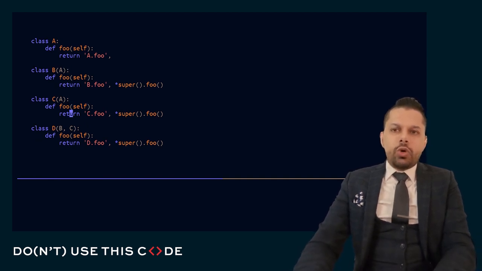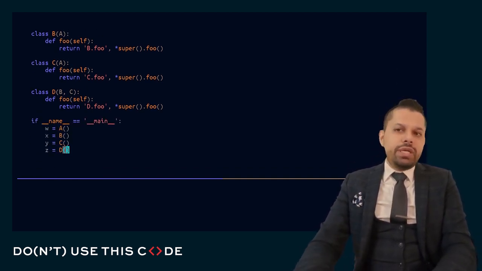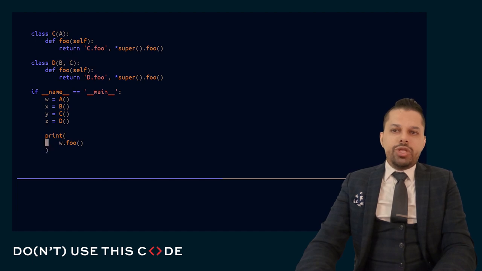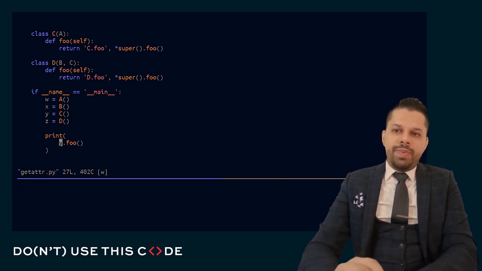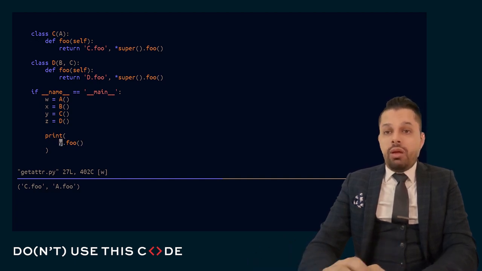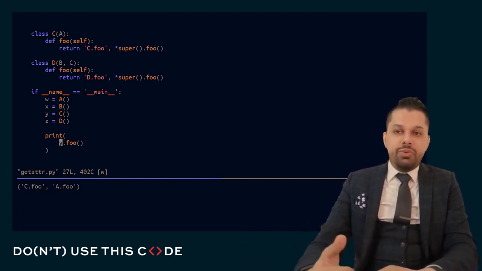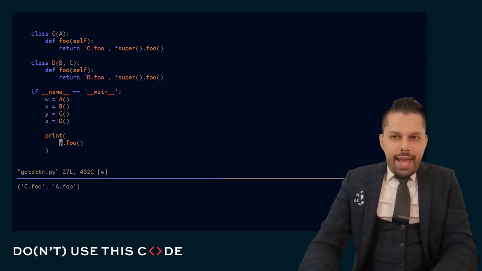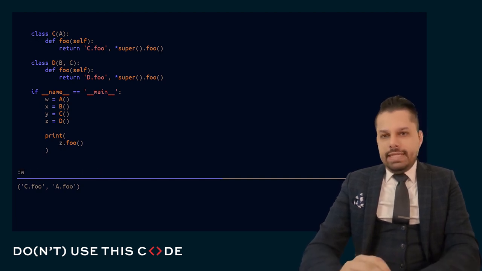And in fact, we can create instances of each of these types, and we can see what the behavior is. If we had W.foo, which is of type A, we'd anticipate just seeing A.foo. If we did the same thing for X, we'd anticipate seeing B.foo and A.foo. In the case of Y, which is of type C, we'd anticipate seeing C and A. The question is, what happens when we do the same for D?